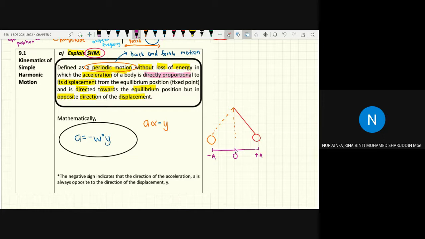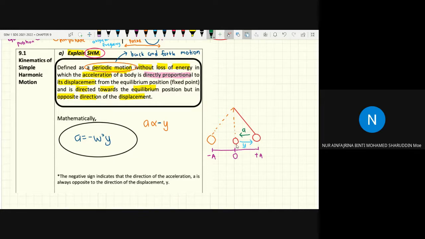Okay, for example, you have a pendulum. Miss will repeat. Your pendulum starts from here, from the equilibrium position. So when it goes from the equilibrium position to the maximum amplitude, it will have displacement. But its acceleration will be towards the equilibrium.